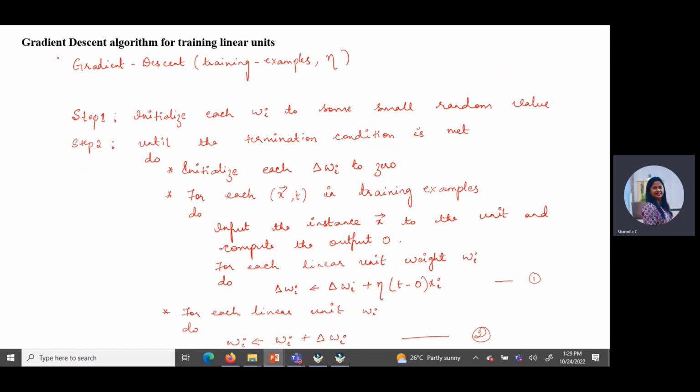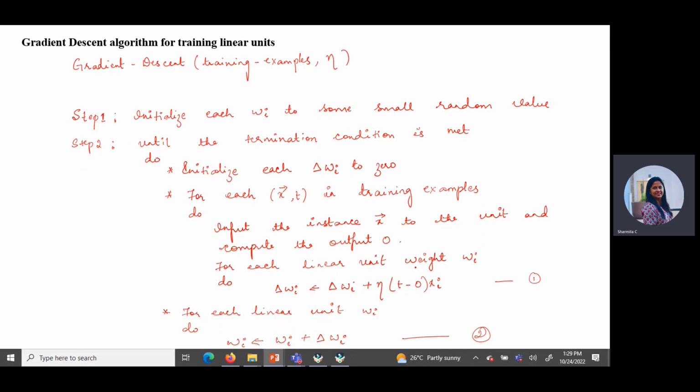So we'll consider the gradient descent algorithm for training the linear units. The gradient descent algorithm takes the training examples and the learning rate. The first step is to initialize each weight Wi to some small random value. Step 2, until the termination condition is met: initialize each delta Wi to 0. For each training example, input the instance X to the unit and compute the output, that is O.